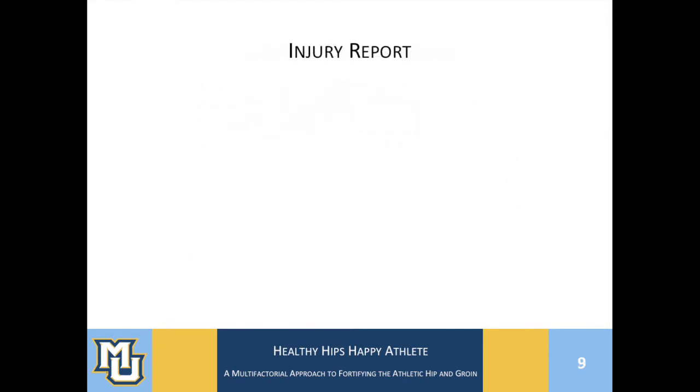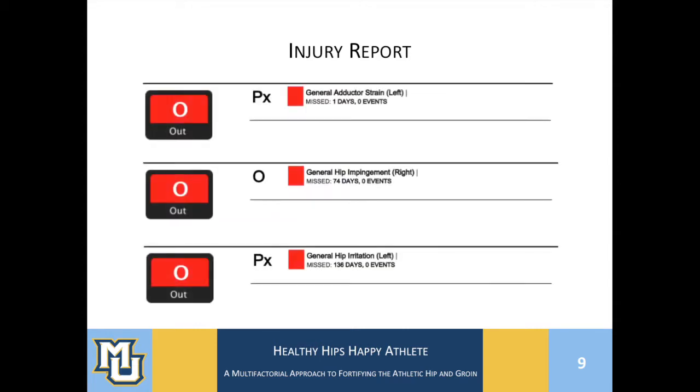But that is where the pretty anatomical pictures end, and it seems almost inevitable that at some point in time, we are presented with an injury report that looks something like this. Out, general adductor strain. Out, general hip impingement. Out, general hip irritation. And of particular interest here is the term general.